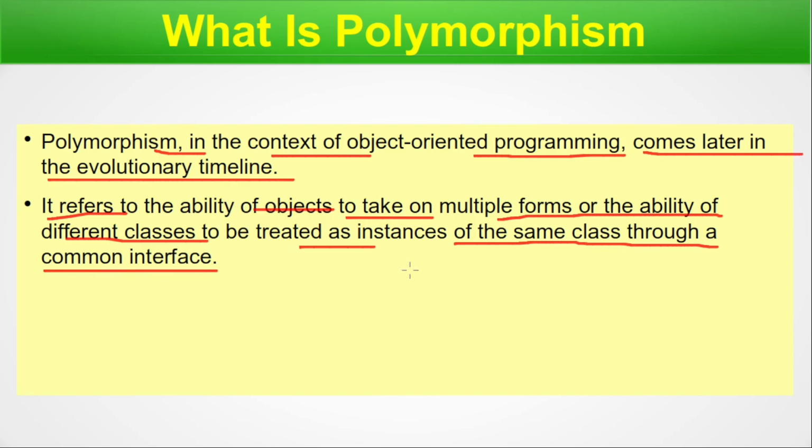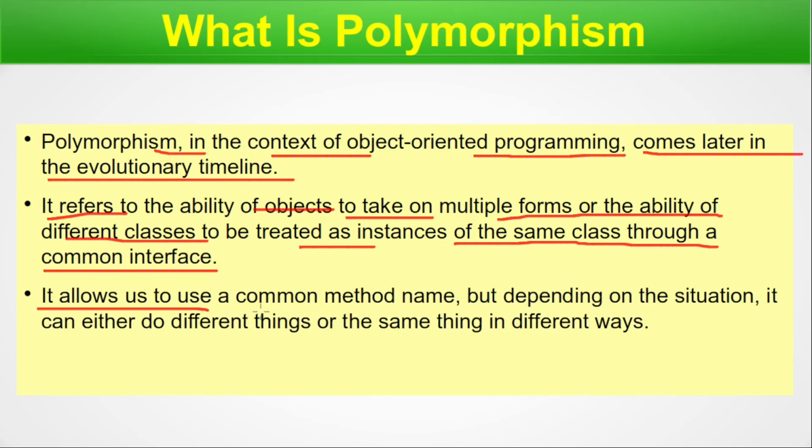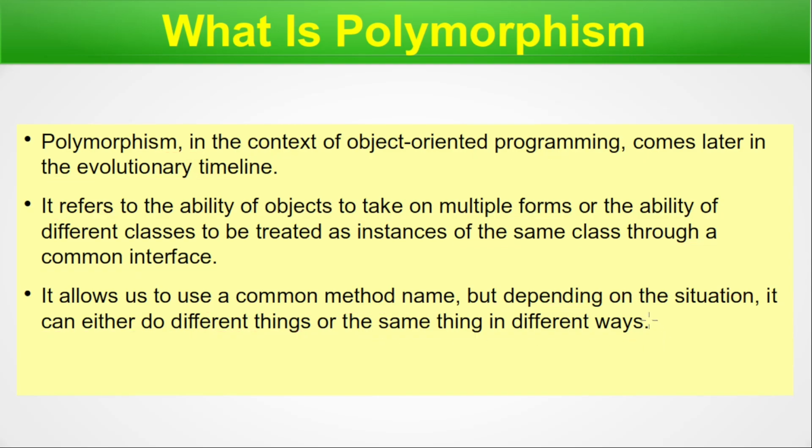This is called polymorphism. It allows us to use a common method name, but depending on the situation, it can do either a different thing or the same thing in a different way. So polymorphism is nothing but, case to case, object to object, one method may behave differently. So that is called polymorphism. We'll go for explicit code, don't worry.